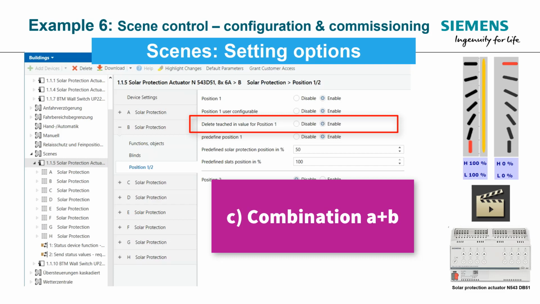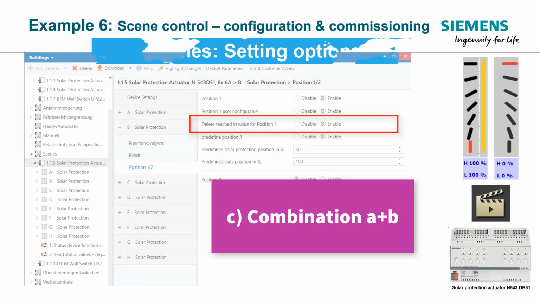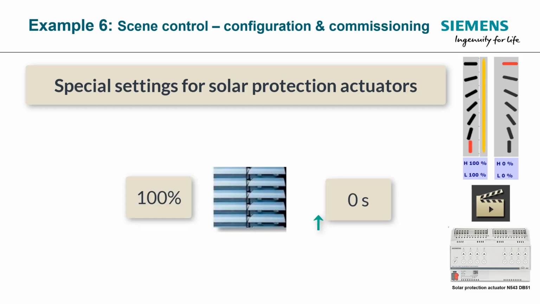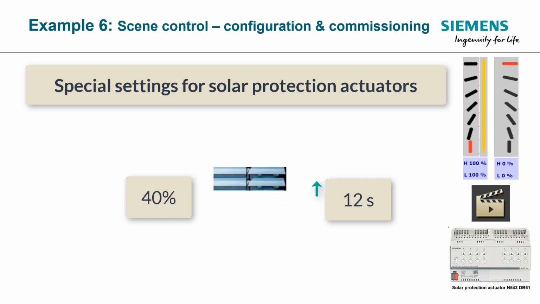Now to the special feature for solar protection actuators mentioned at the beginning. Scene values, stored as a percentage, represent travel and adjustment times internally in the actuator. If, for example, you have a blind travel time of 20 seconds from top to bottom and vice versa, 50% height means exactly 10 seconds travel measured from the upper or lower end position.